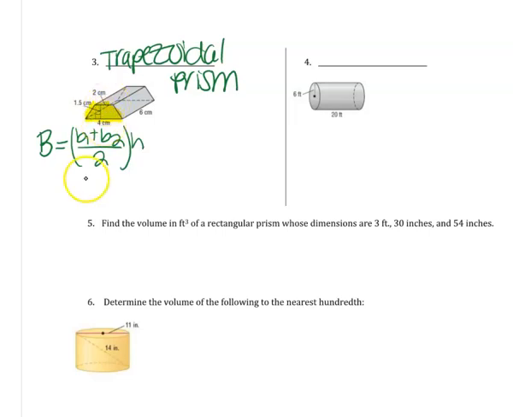The bases are 2 and 4. The height of the trapezoid is 1.5. So multiply that all together and we'll end up with 4.5.